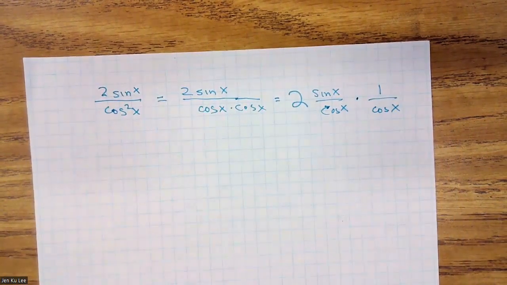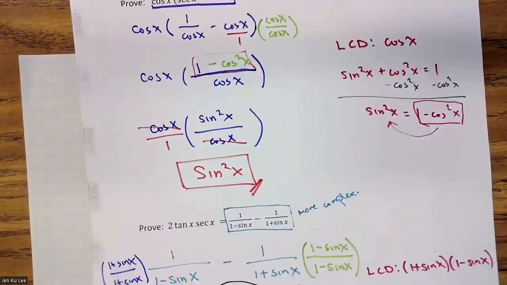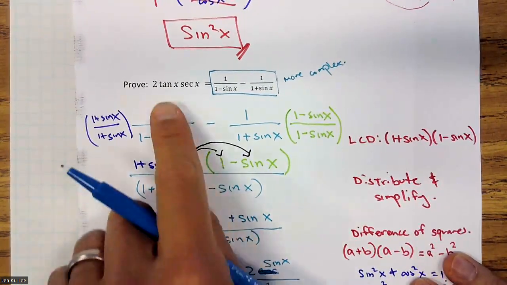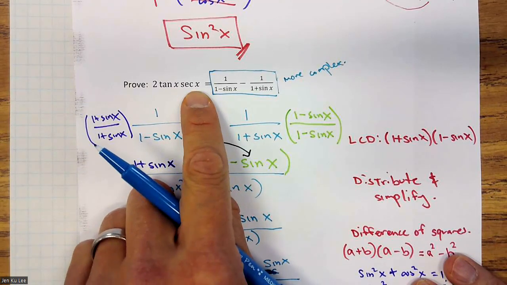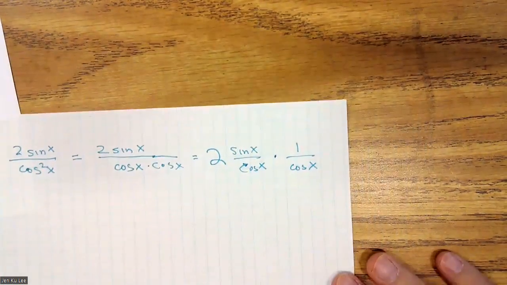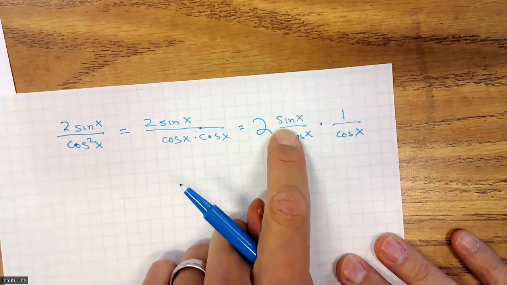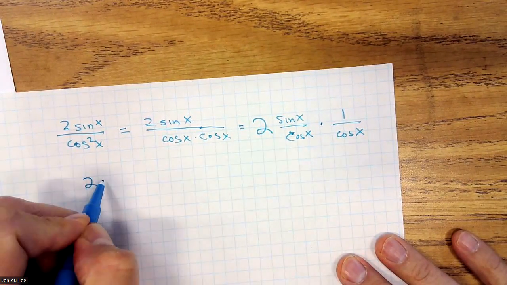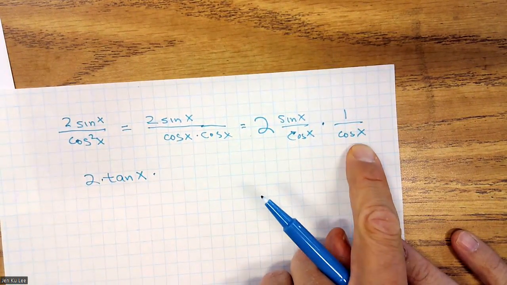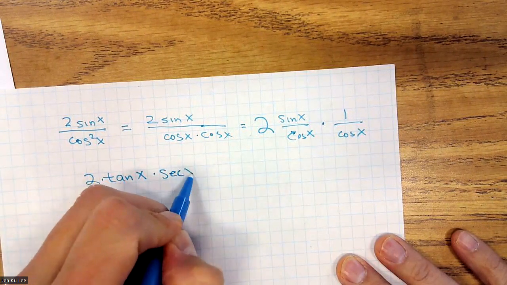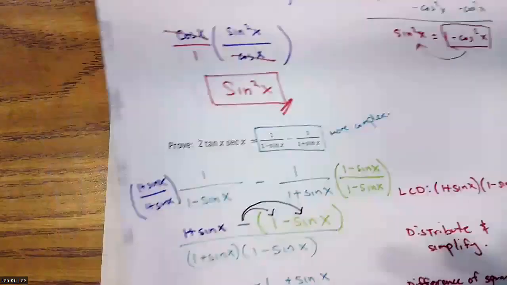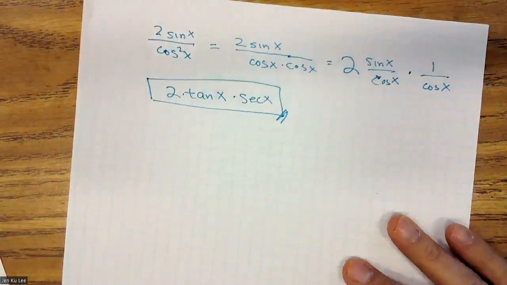The reason I'm doing that is because I have the other side in mind. I started off with this side, remember, and I got all the way to here, but I got 2 tangent of x, secant of x, with tangent and secant. So just keep in mind tangent and secant. So here, what is sine over cosine? Well, that is tangent. What is 1 over cosine? Well, that is secant. Since that equals my right-hand side, we're good.